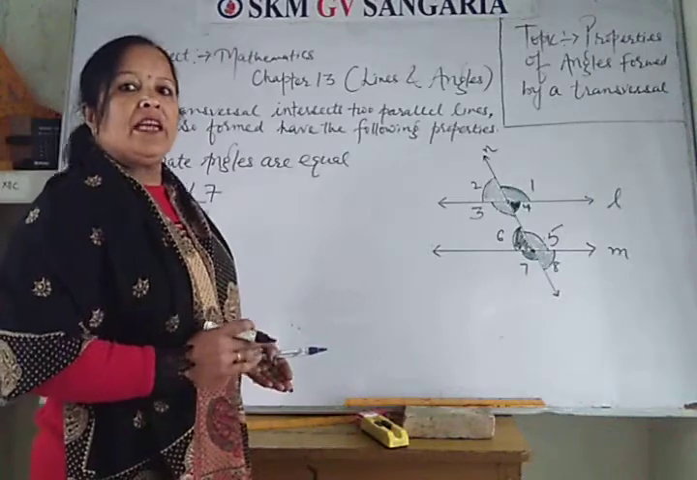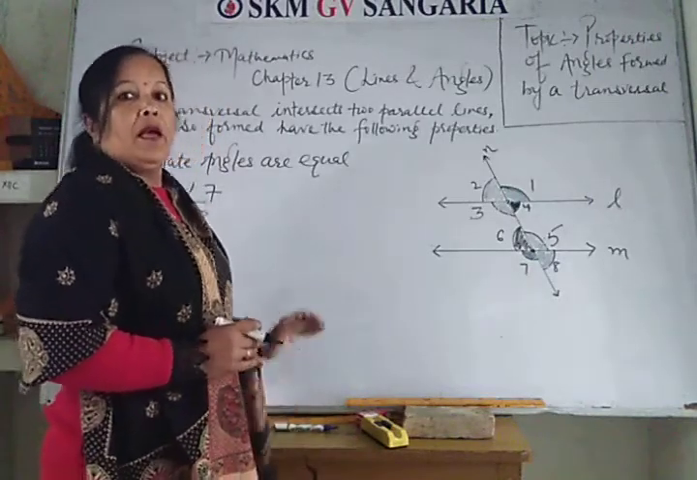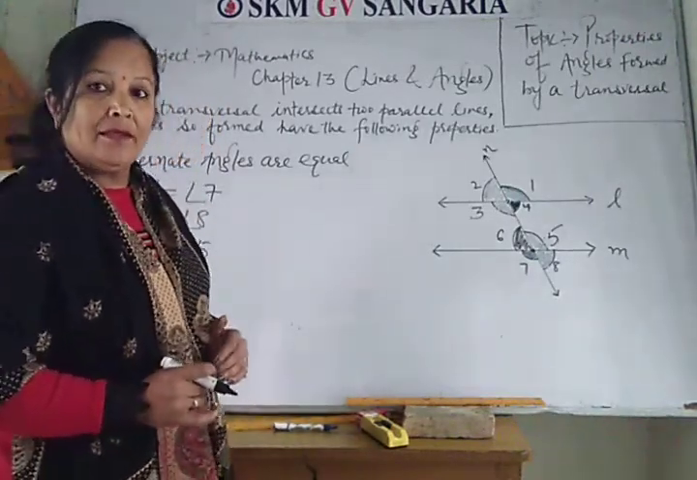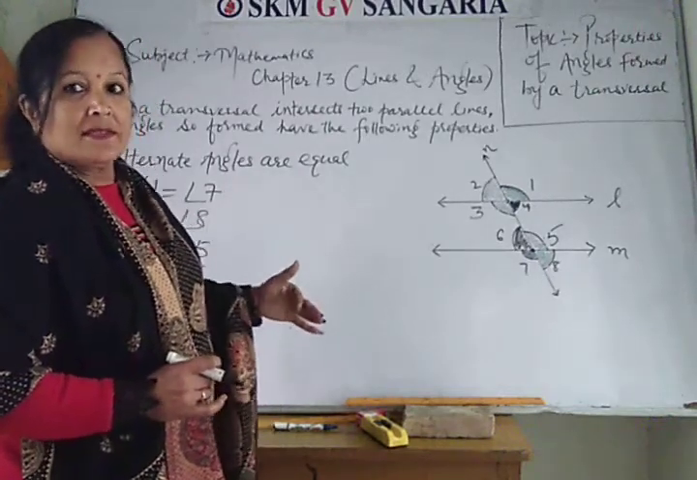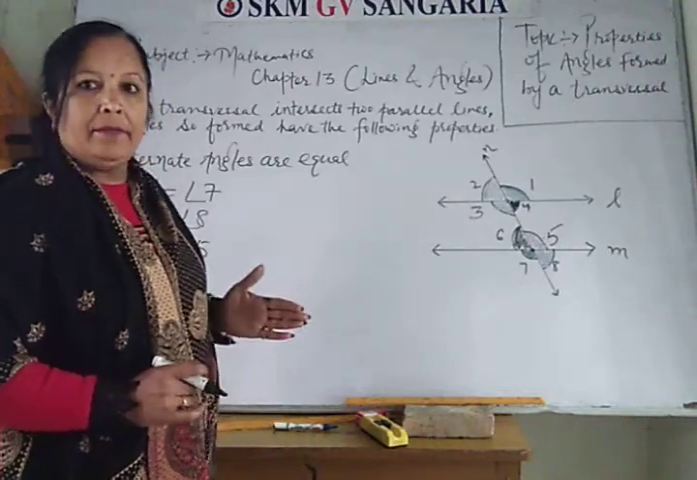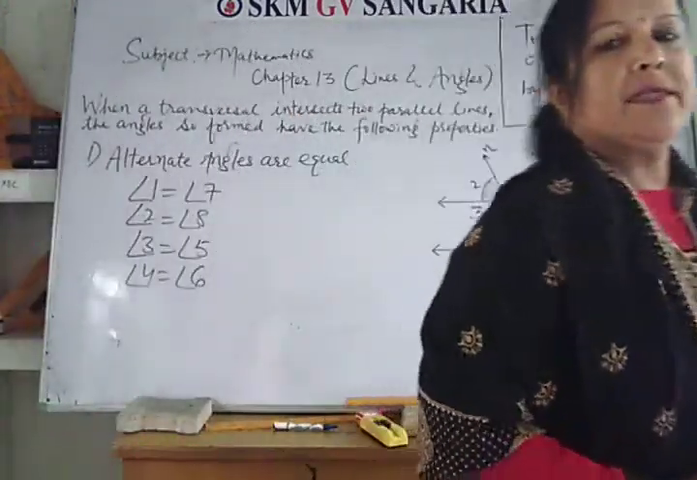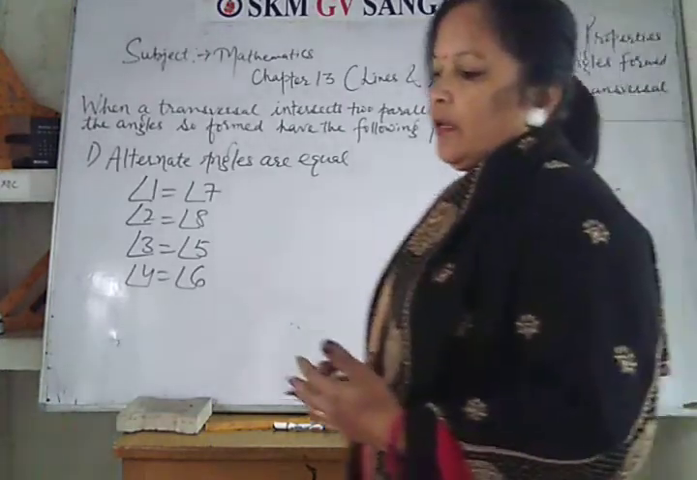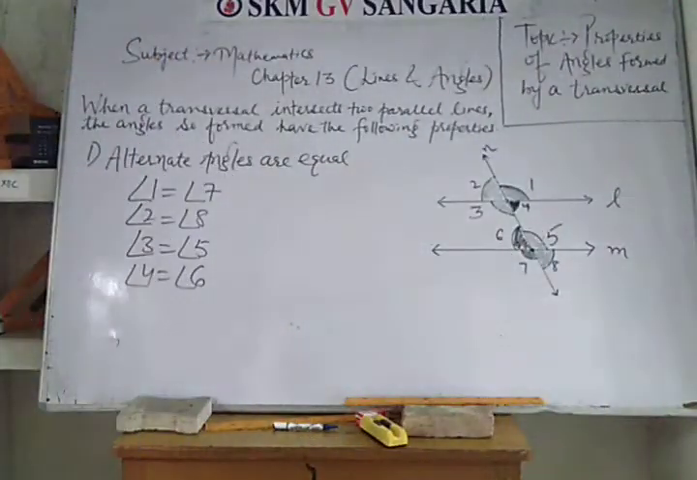And conversely, if alternate angles are equal, then the lines are parallel. The lines L and M are parallel when the alternate angles are equal. Conversely, if any pair of alternate angles made by a transversal on two lines are equal, then the two lines are parallel to each other.